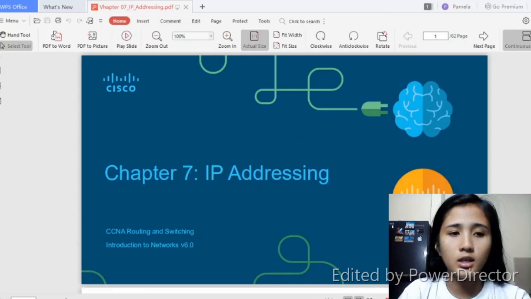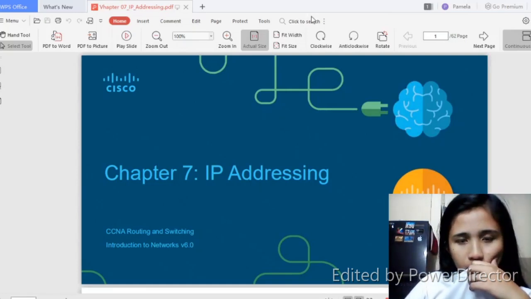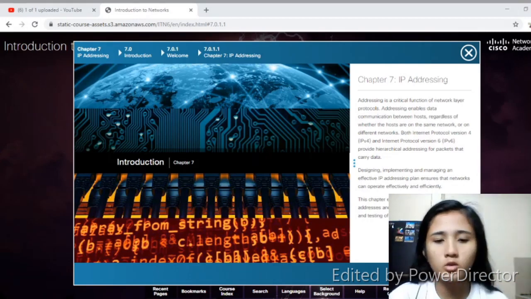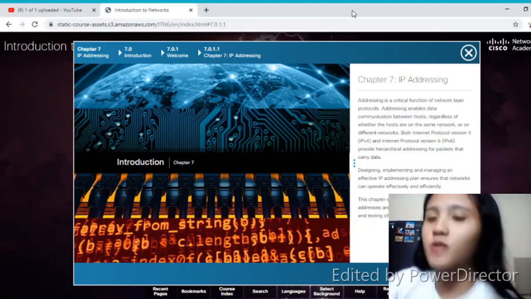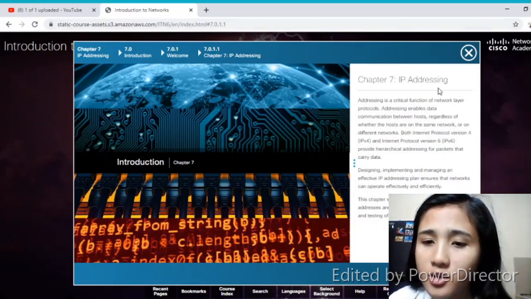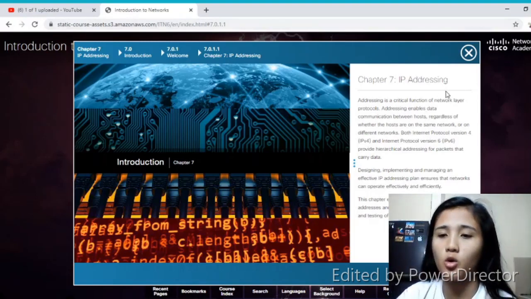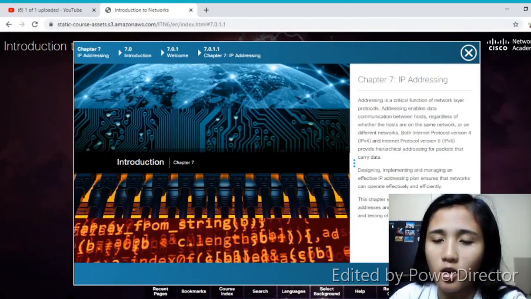It is the summary of the chapter 7 IP addressing. So, I will discuss to you the introduction of the IP addressing. The addressing is a critical function of network layer protocols. Addressing enables data communication between hosts regardless of whether the hosts are on the same network or on different networks.